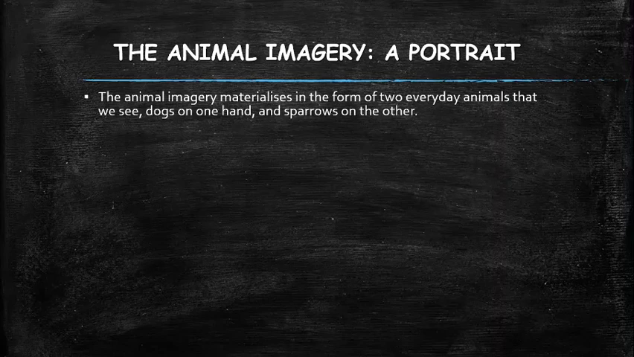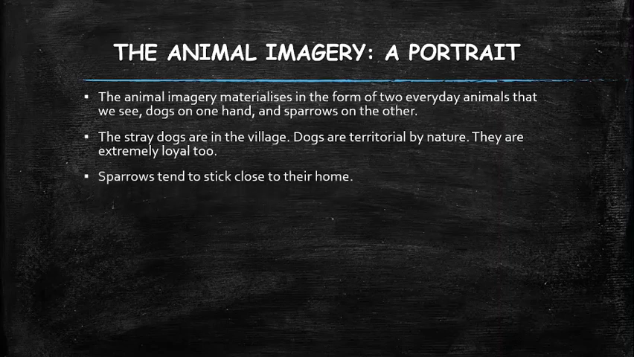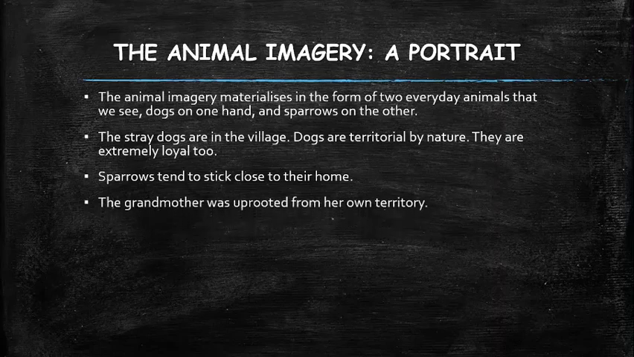Dogs are territorial by nature. They are extremely loyal too. On the other hand, sparrows, also known as house sparrows, tend to stick close to their home. They even reuse the same nest year after year. The grandmother was uprooted from her own territory.